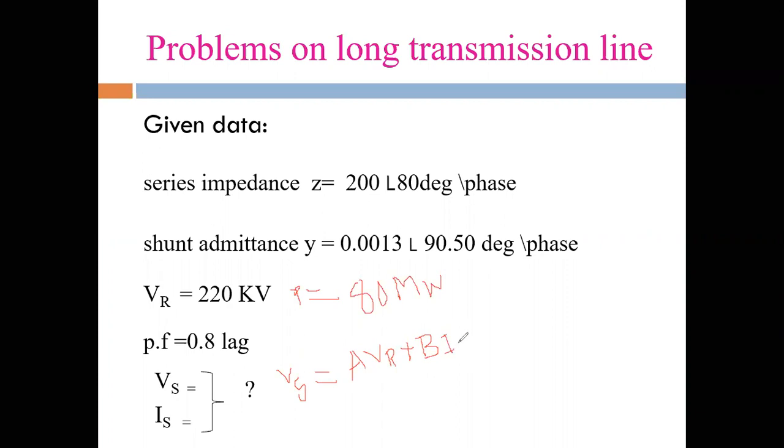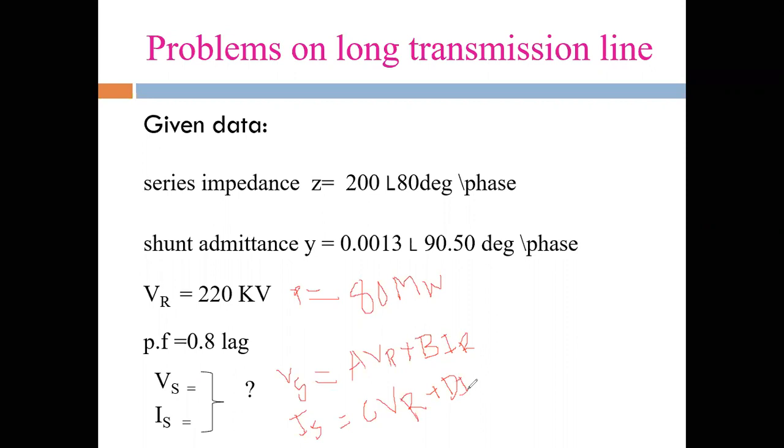IR is the receiving end current. This is the formula for our generalized equation for the sending end voltage, and we also have the generalized equation for the sending end current, that is Is. Is is equal to CVR plus DIR.